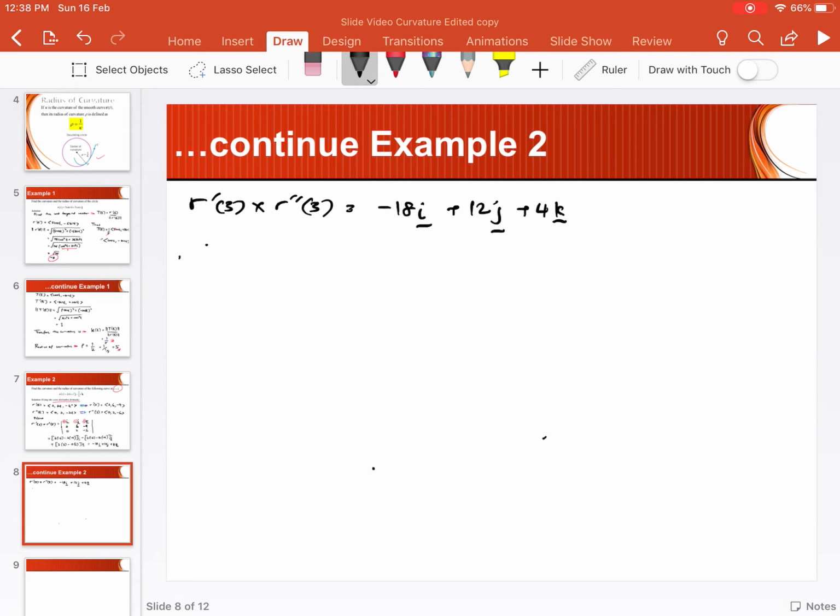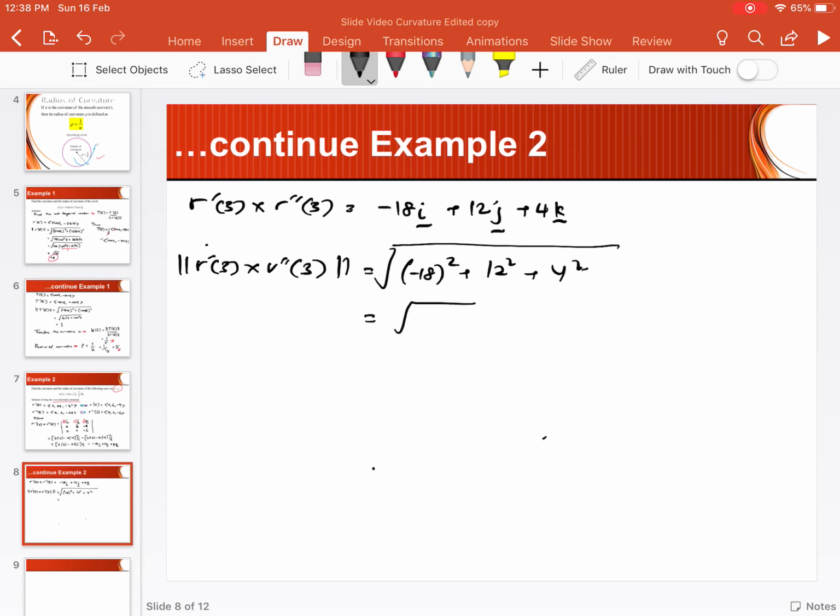We need to find the magnitude of r prime 3 cross r double prime 3. So we have square root of negative 18 squared plus 12 squared plus 4 squared. So this is equivalent to square root of 484. So this is equal to 22.